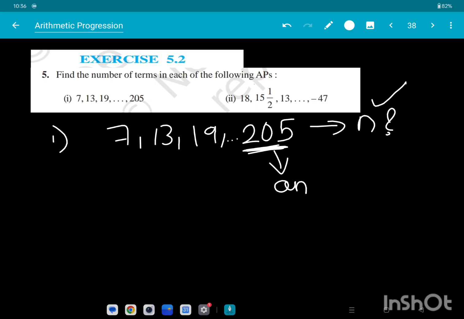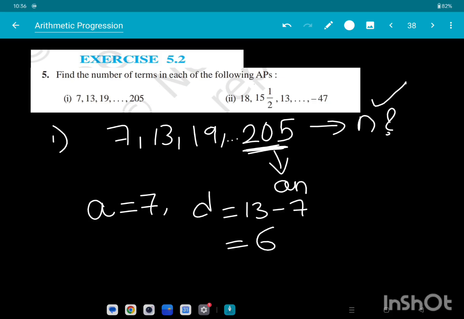We already did this type of problem in the previous video. If you want, you can check it as well. So I need to find the a value here. The A value is 7. And what is the d value? 13 minus 7 is equal to 6. So the d value is 6 and the a value is 7.